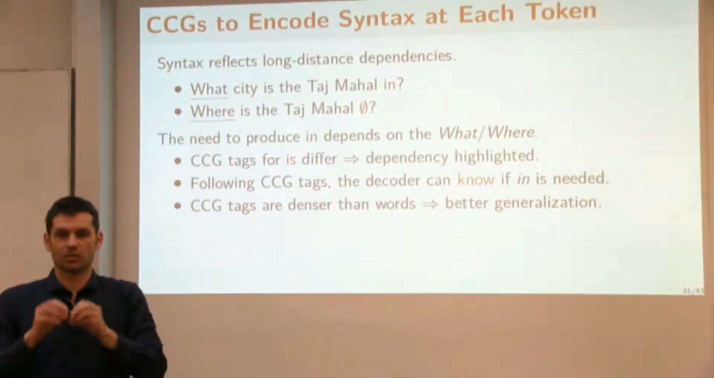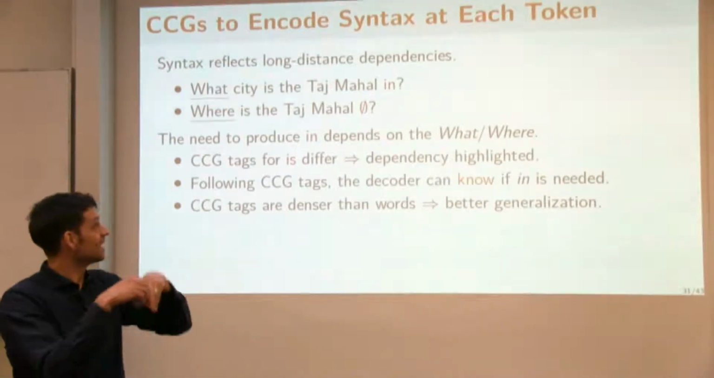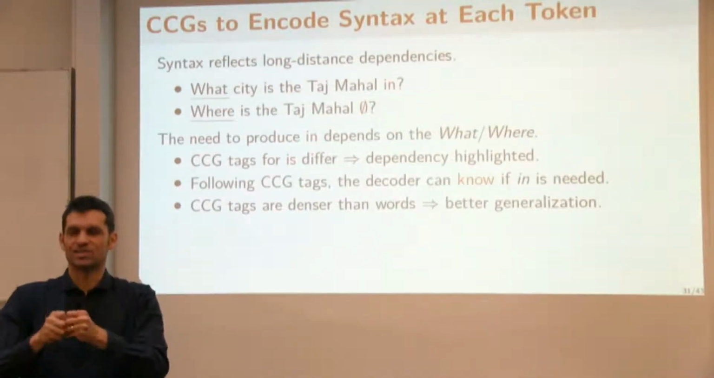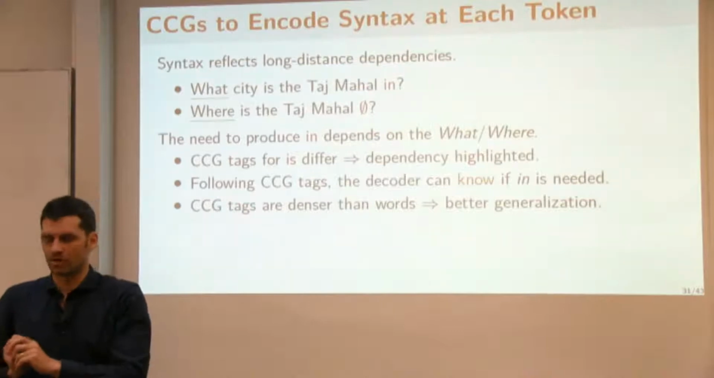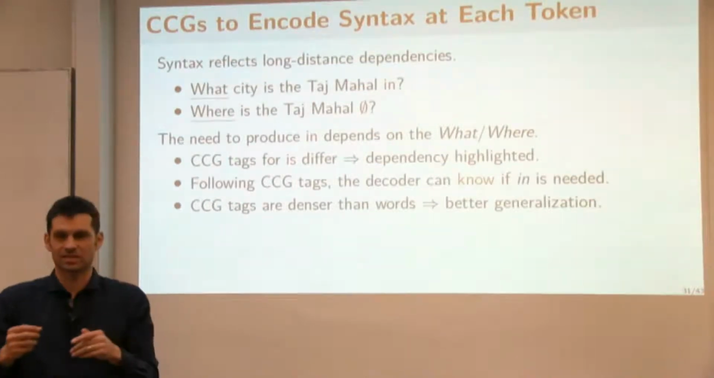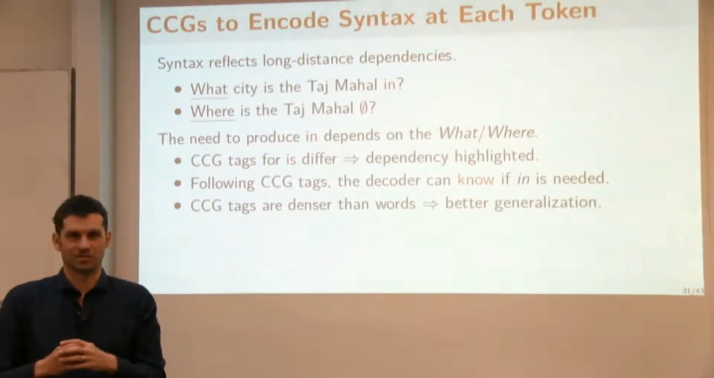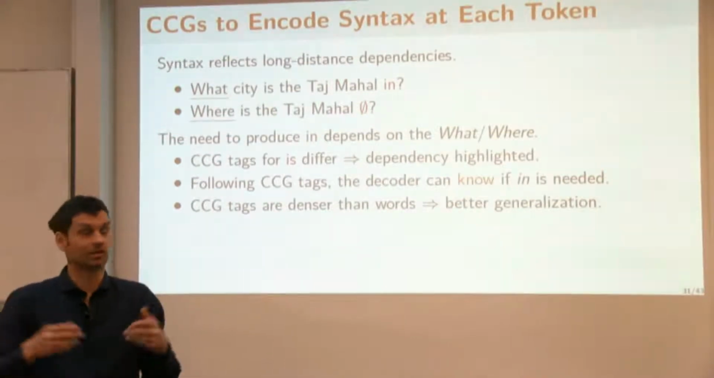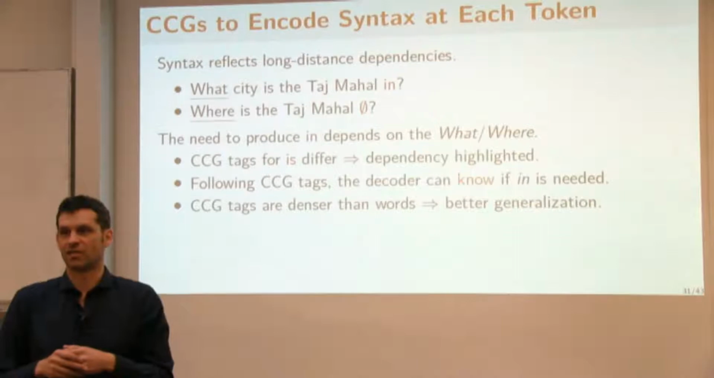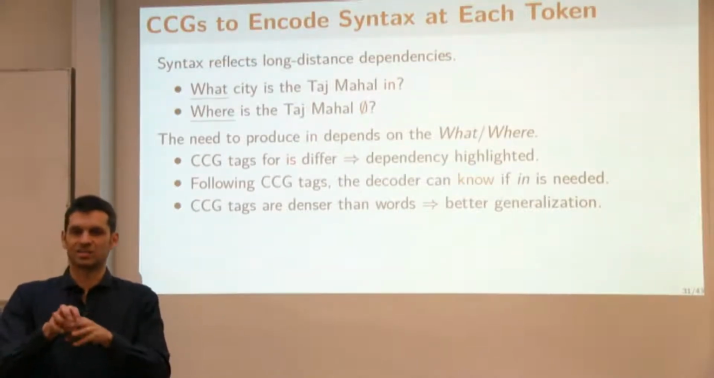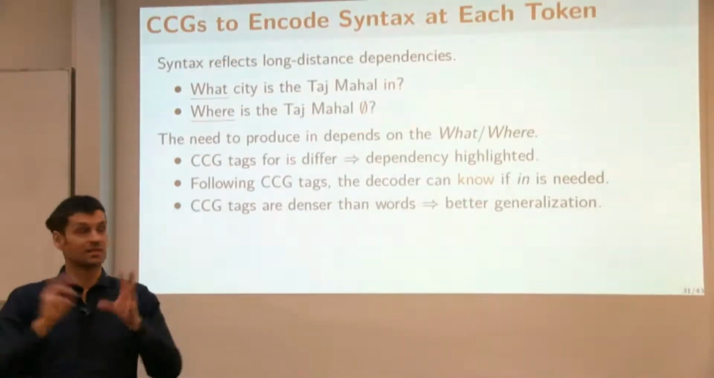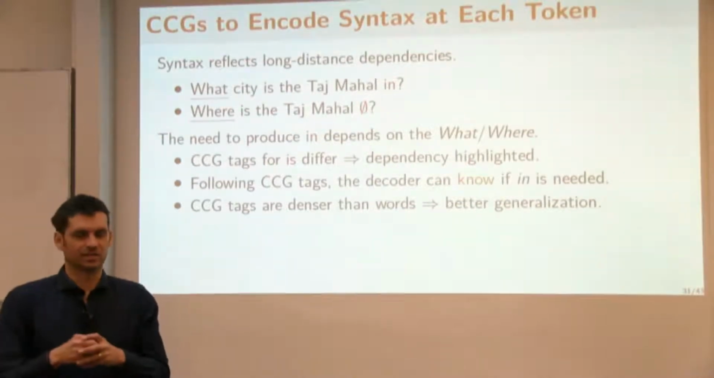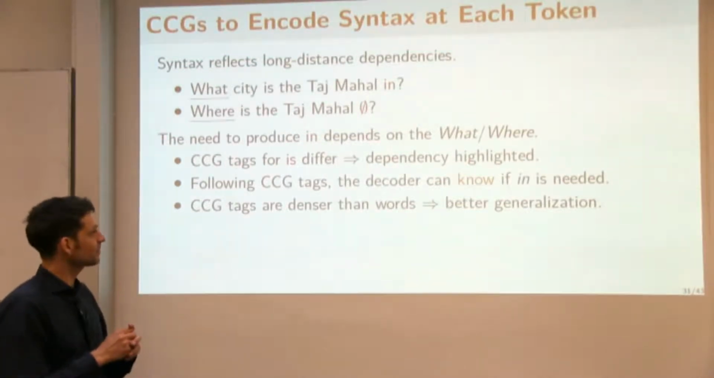The CCG tag will encode that this is the "is" which requires the preposition, versus this is the "is" which does not require the preposition. So the CCG tags kind of encode valency frames. If you have something in the background, the valencies or subcategorization frames specify what a word has to be complemented with, and the CCG tags will put this in a compact label.